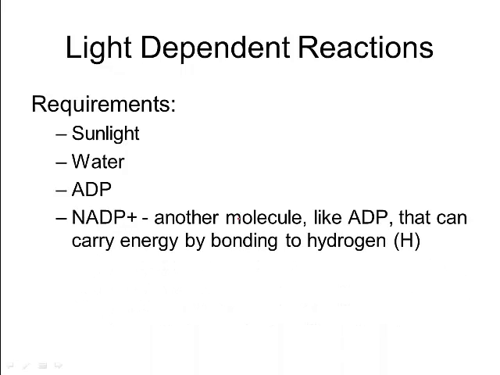Another molecule that's very similar to ADP is NADP+. It also does this energy carrying process, and it does that by bonding with hydrogen. So it's going to serve two purposes. It's going to carry some energy for us. It's also going to carry hydrogen over to the Calvin cycle, where we're going to use it to make our high energy sugars. So all of these different molecules are going to work together to go through a very complicated chemical process. So let's take a look at some steps that are involved.